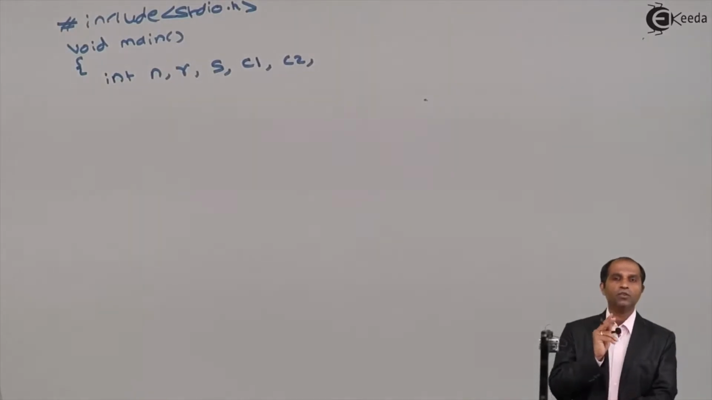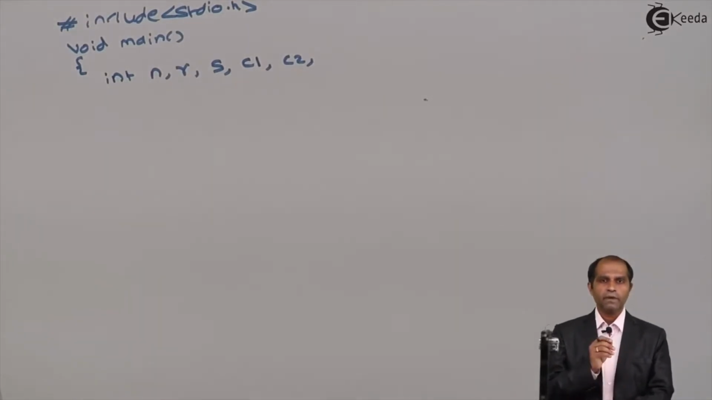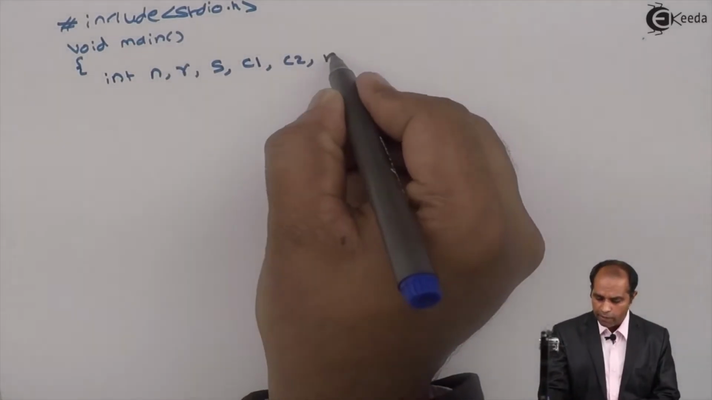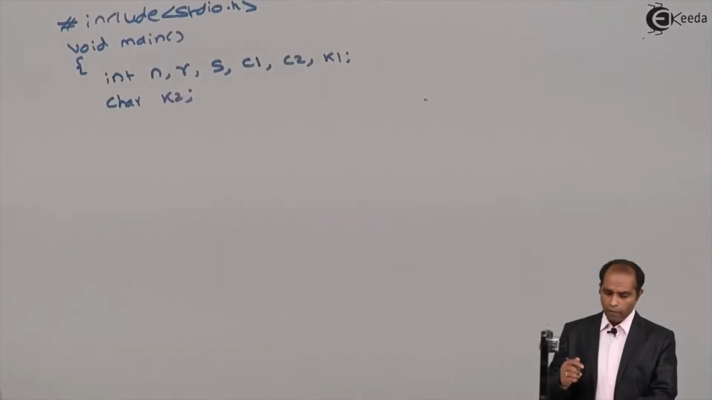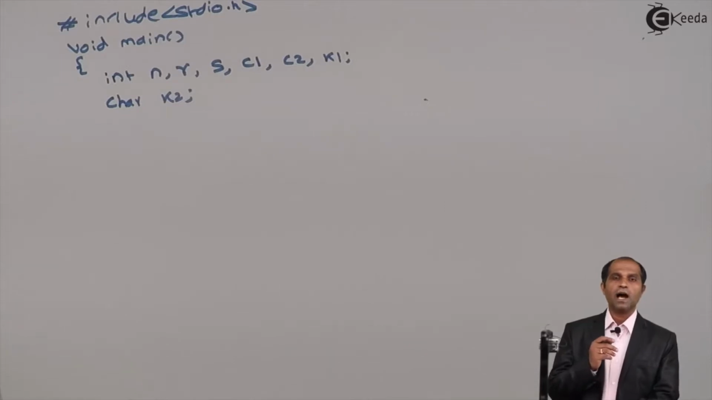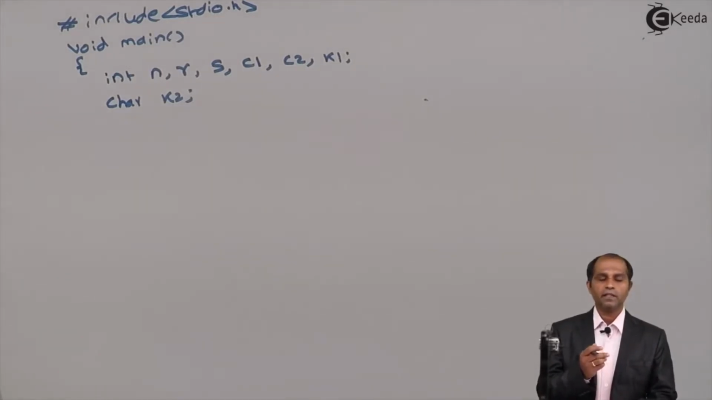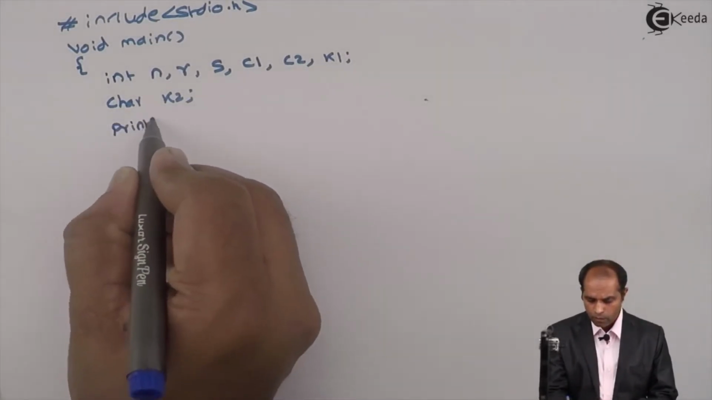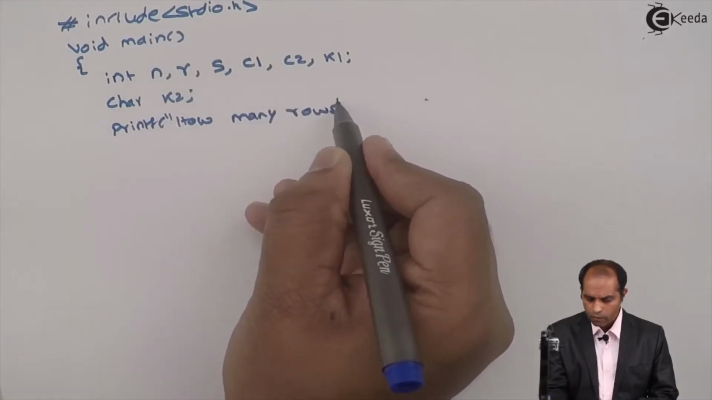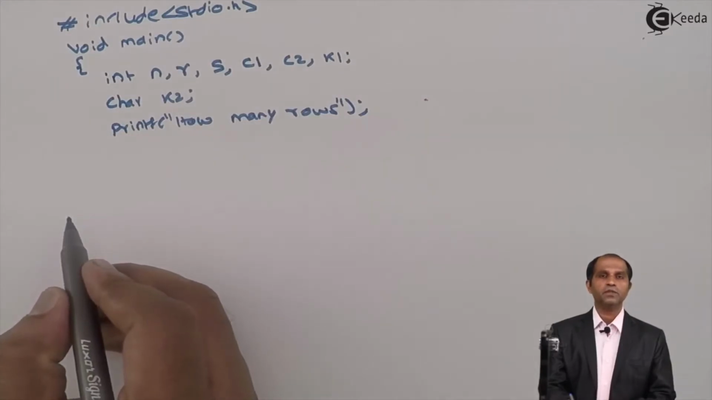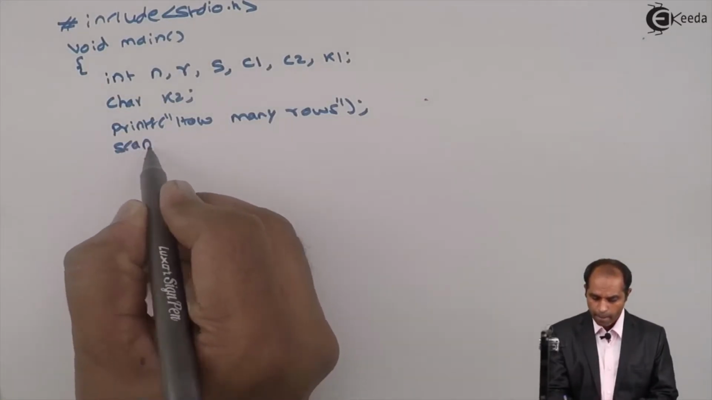Apart from this, we have decided 2 variables, k1 and k2. K1 is going to be an integer variable which is going to be there on the left hand side, and K2 is a character variable. So let me put K1 declaration under this and let's declare char K2. Now, first thing which I'm supposed to do is ask the user to enter the number of rows. I'll say how many rows. The user will read these values into n.